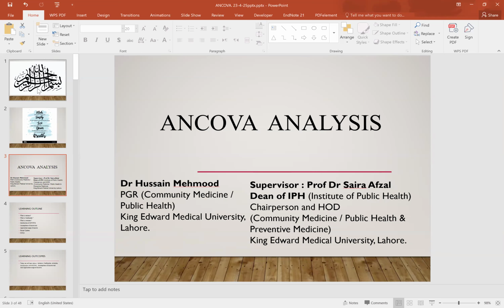Learning outlines. Today we learn what is variance, what is confounder, what is covariate, introduction to ANCOVA, assumptions of ANCOVA test, application, usage of ANCOVA, recent updates, and multiple choice questions. Learning outcomes. Today we'll learn about variance, confounder, covariate, introduction to ANCOVA, assumptions of ANCOVA test, and application of ANCOVA.